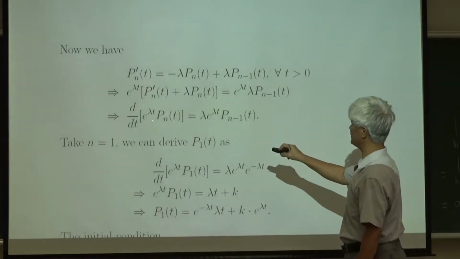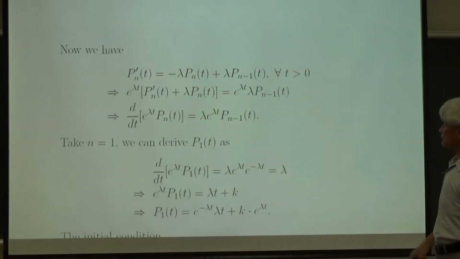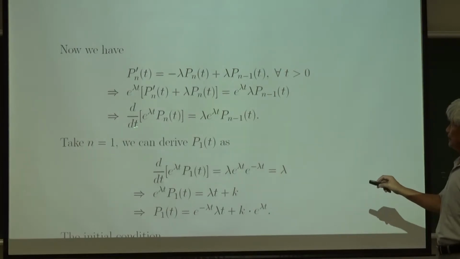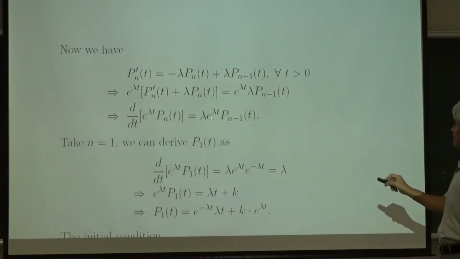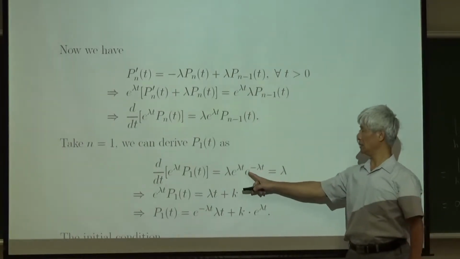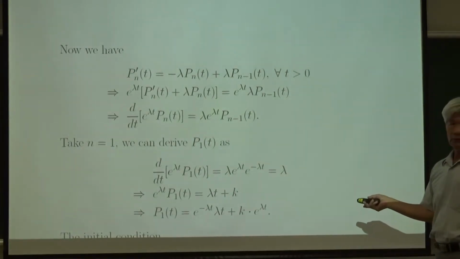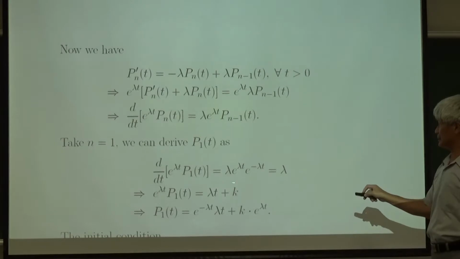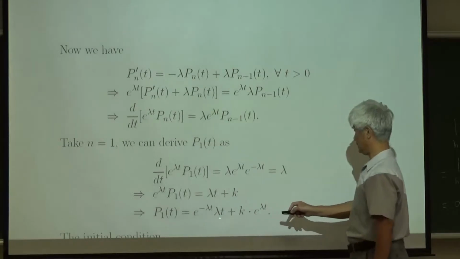So things become much simpler. For example, when n equals 1, the derivative of this term is equal to lambda e to the lambda t times P0(t). But we know P0(t) is just the exponential function, so this is a constant, and then it is quite easy to solve. So we have that, and Q1(t) is just here.